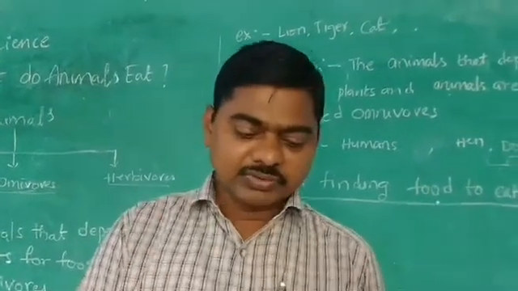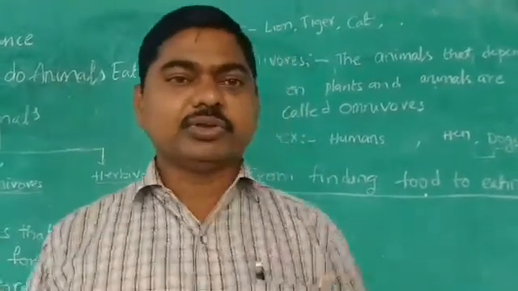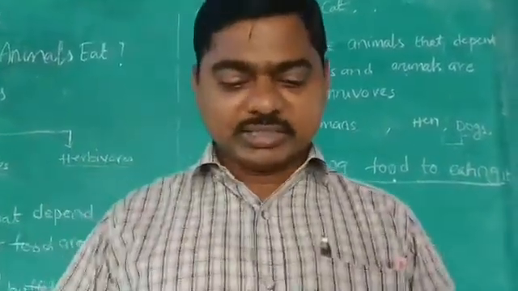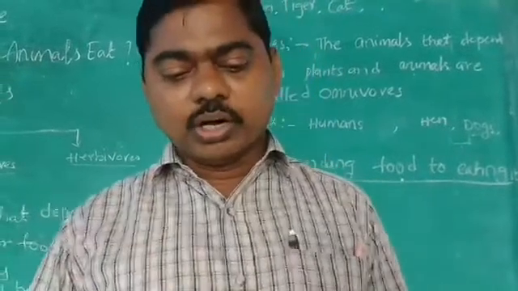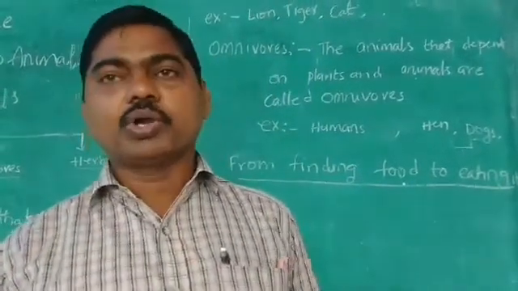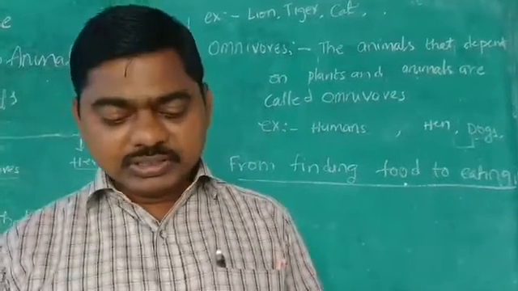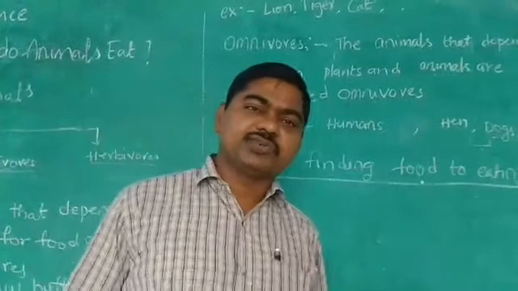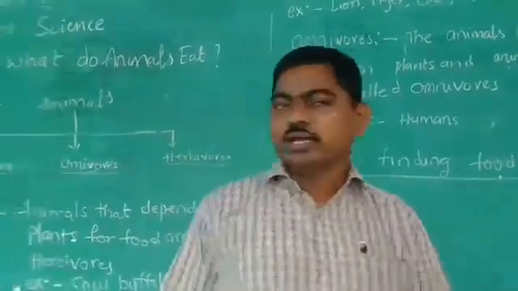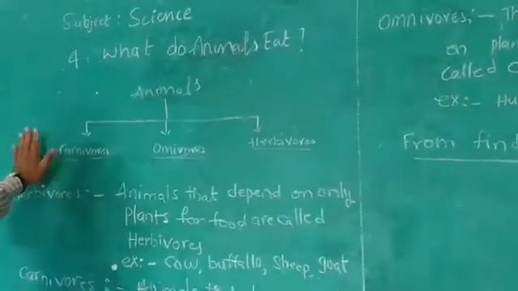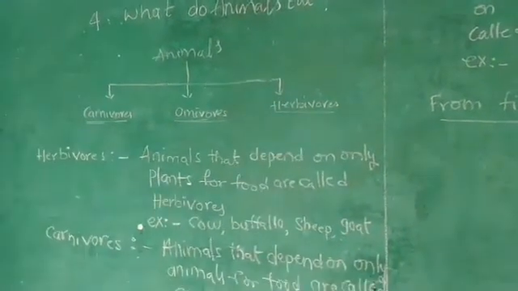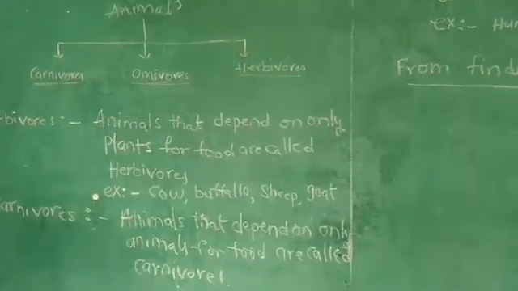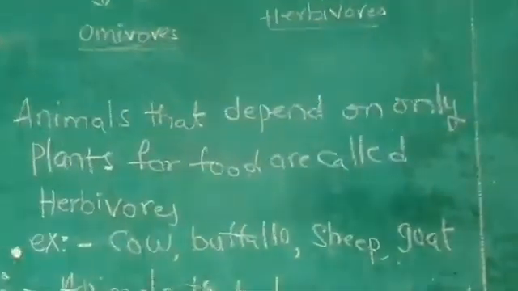Collection of food we are going to see next. Let us see what we have discussed in this lesson: what do animals eat? First, we saw different animals and separated them into carnivorous, herbivorous and omnivorous.